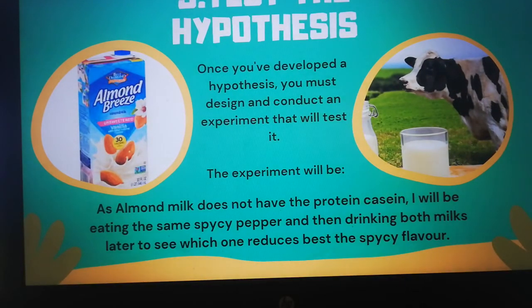Okay, so once you have developed the hypothesis, you must design and conduct an experiment that will test it. We have to test the hypothesis, and in my experiment, since almond milk does not have the protein casein, I will be eating the same spicy pepper in both cases, and then drinking both milks. So later on, we will see which one reduces the spicy flavor better.